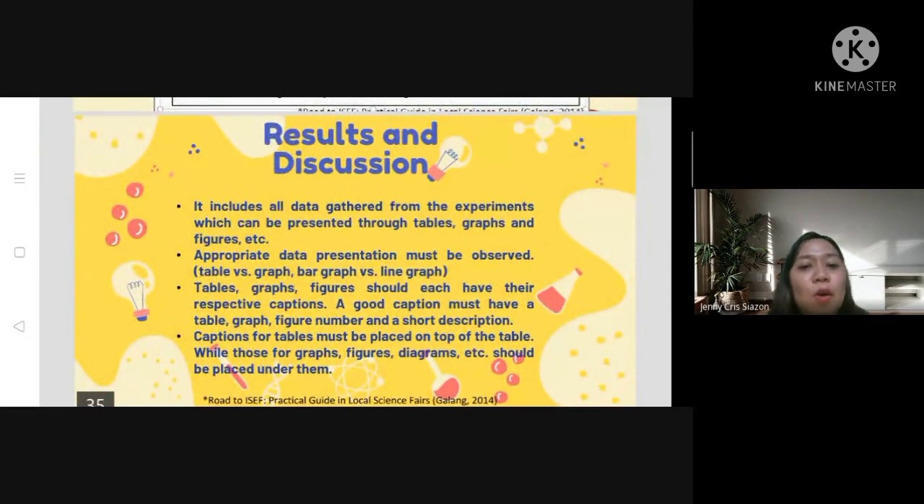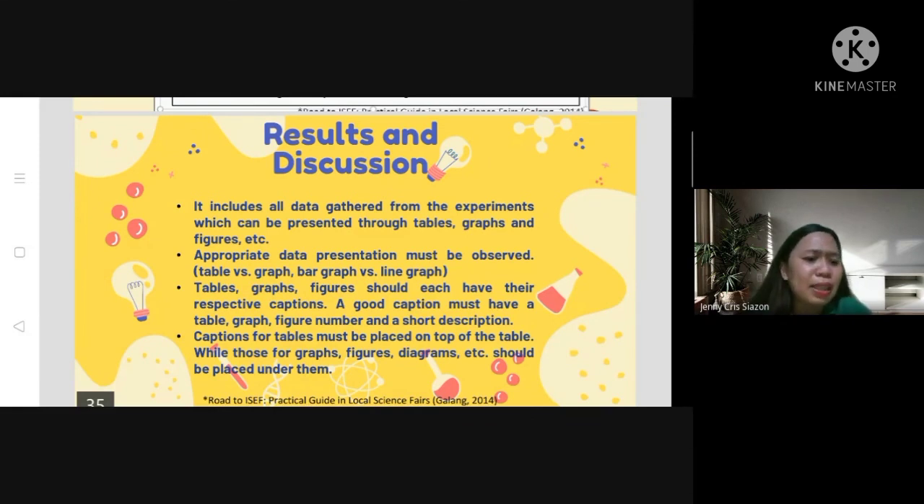Okay, so let us now go to the results and discussion. So it includes all data gathered from the experiments which can be presented through tables, graphs, and figures. So tatandaan po you need to organize your data, your information gathered from the result from the experiment into table, into graph, into figures. So importante po 'yan. Hindi puro textual format ang makita natin. No? Kailangan maintindihan, naka-organize ang mga numerical data natin. Okay? Appropriate data presentation must be observed.